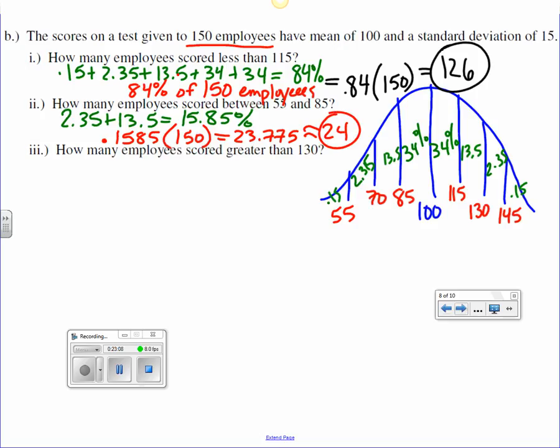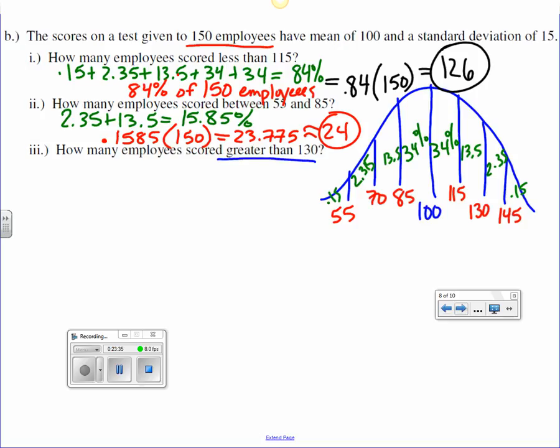Why would I count 24 right too? You can't have a decimal employee. So if you want to, you can argue this one either way. I'll count both ways right. Okay. So 24 is fine. If you want to stick with the decimal because that's what we've been doing, that's fine as well. Okay. All right. How many employees scored greater than 130?